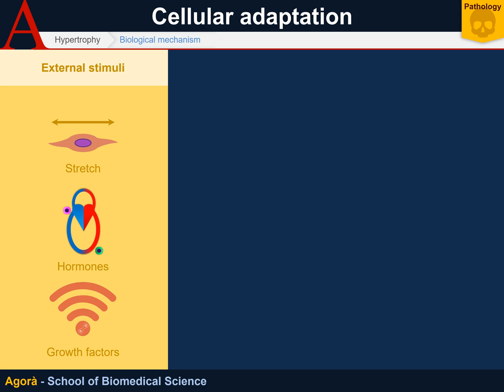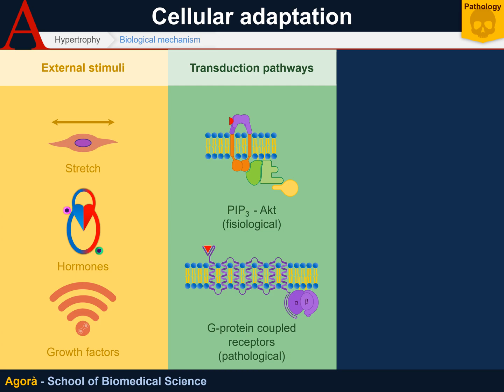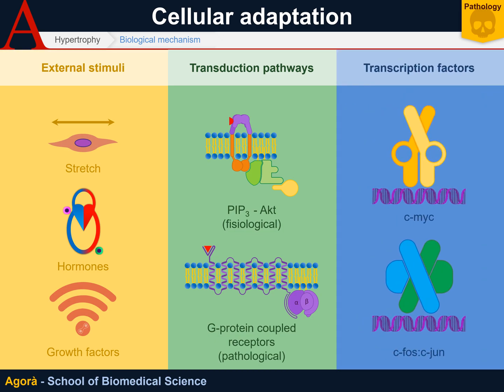These stimuli affect transduction pathways. While hypertrophy from G protein-coupled receptors is more common for pathological hypertrophy, the physiological forms of hypertrophy mainly involve the phosphatidylinositol 3 kinase and AKT pathway. These transduction pathways lead to the activation of some transcription factors that are involved in the process. Among these factors, we can find c-MYC and c-Fos-c-Jun dimer, also known as AP1.